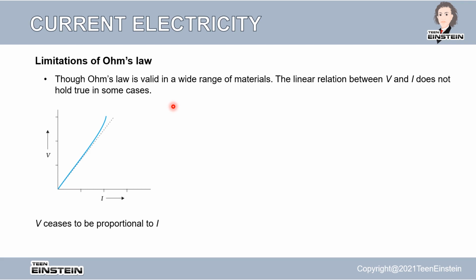In some materials, V ceases to be proportional to I. For example, you see in the lower region, the blue curve and this dotted line stay the same because V is proportional to I. But when current increases, this deviates and goes beyond the linear relation. This can happen in some materials. So Ohm's law holds true for some current, and when the current is very high, it deviates. This is one limitation of Ohm's law.